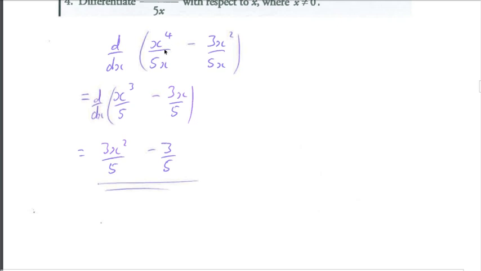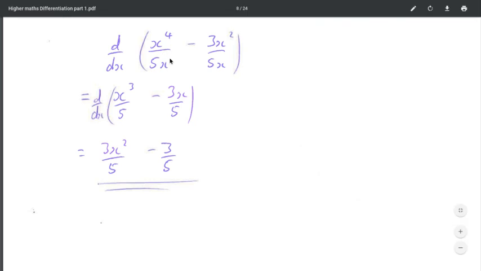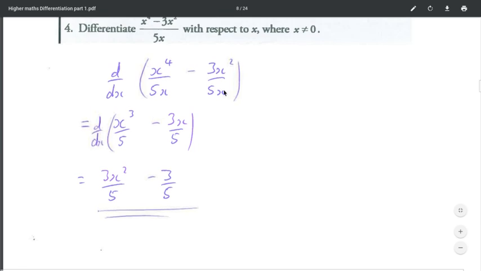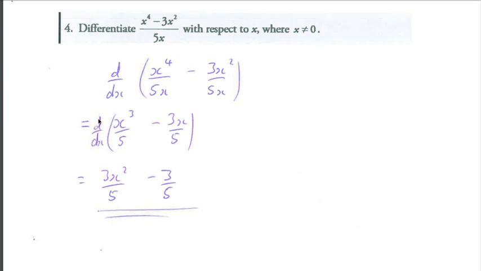Use our National 5 indices rules for dividing. So x to the 4 divided by x would be x to the 4 minus 1, which is x cubed, so we'd have x cubed over 5. Here, x squared divided by x would be x to the 2 minus 1, because when we're dividing powers, we can just subtract them. So we'd have x cubed over 5 minus 3x over 5.